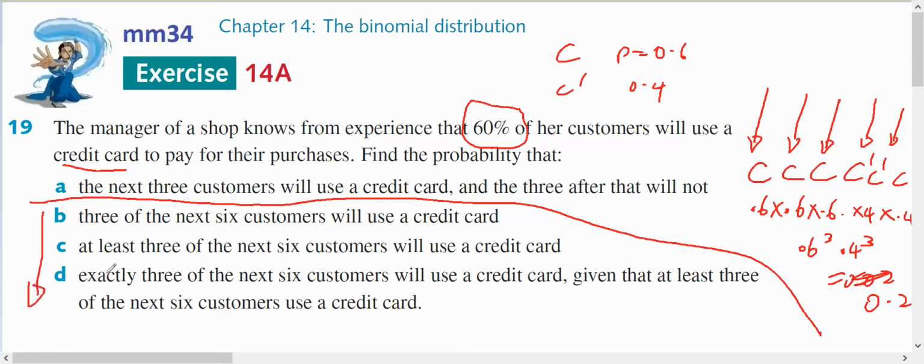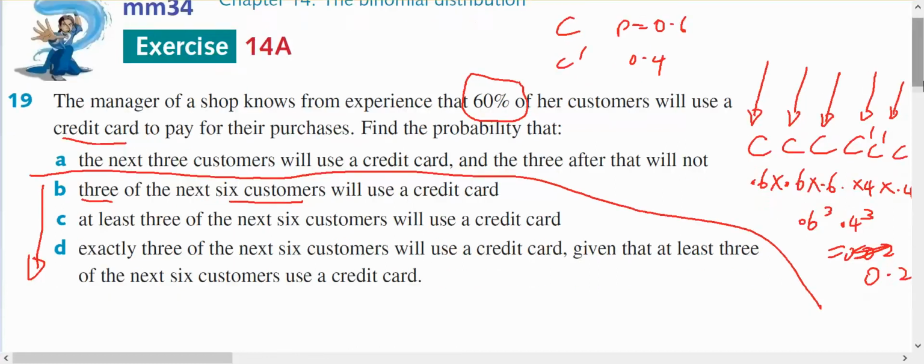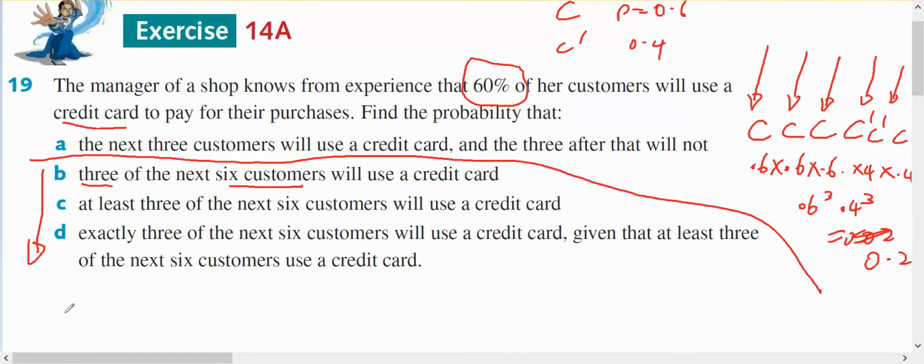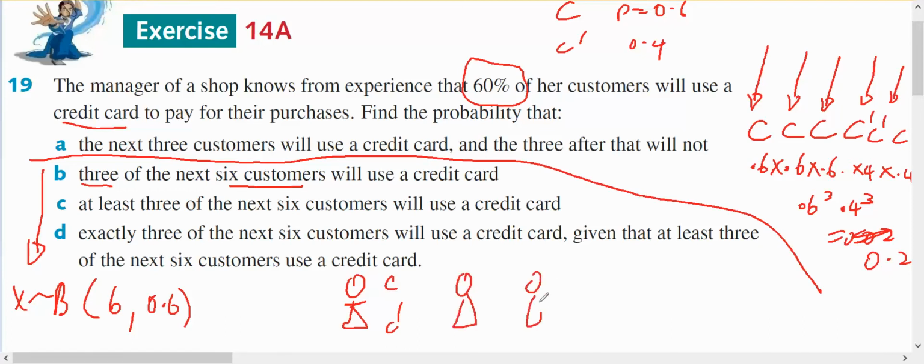From B onwards, it is binomial. 3 of the next 6 customers will use a credit card. Now that's become binomial because there are 6 customers and the probability of using a credit card is 0.6. But when the first customer walks in the store, you don't know if they're going to use a credit card or not. And you don't know which of the 6 customers are going to be the credit card users and which ones are not. Whereas part A was just a string and I knew what the string was.